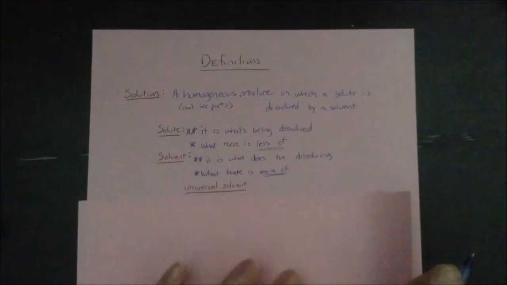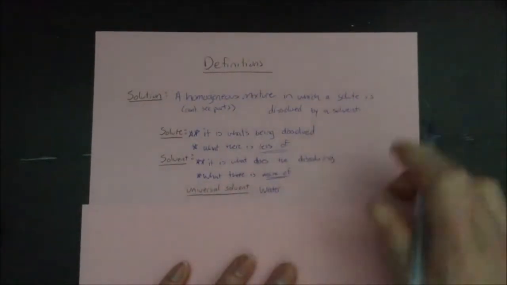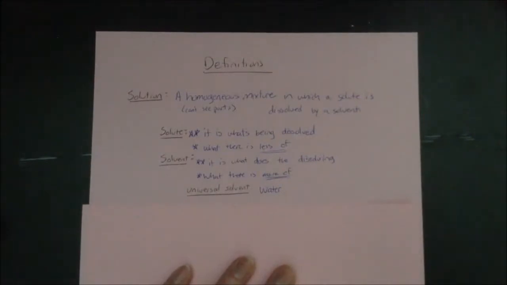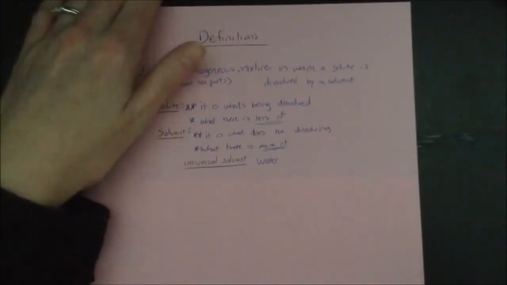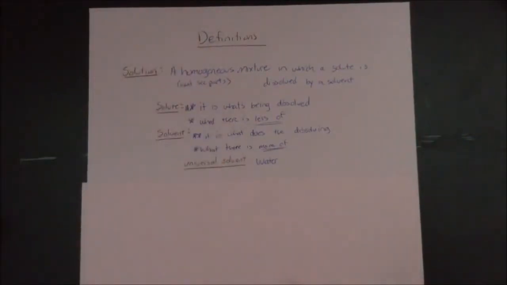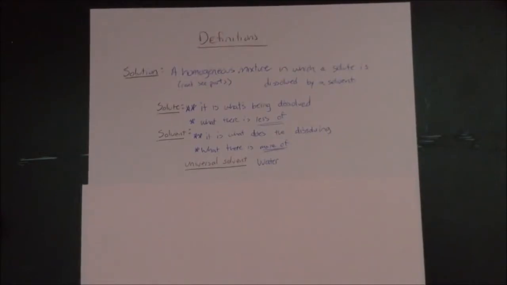And the universal solvent, just about everything dissolves in water. Not everything dissolves in water, but most things dissolve in water. So water is thought of as the universal solvent because you can dissolve ionic compounds and you can dissolve polar covalent compounds. And nonpolar compounds don't dissolve in water, but that's just a small portion of it.